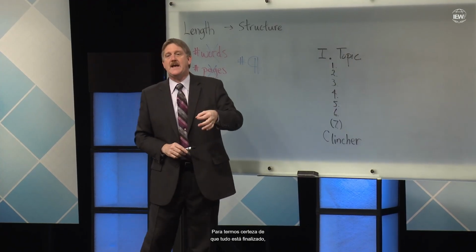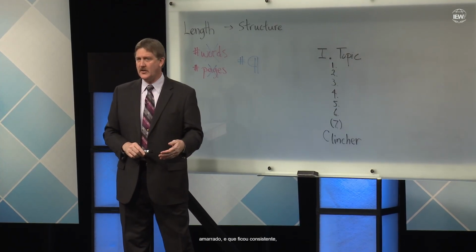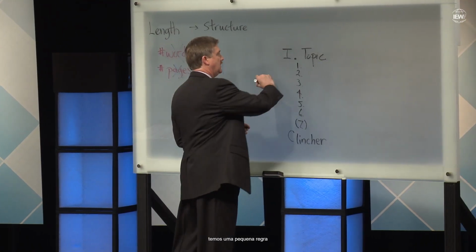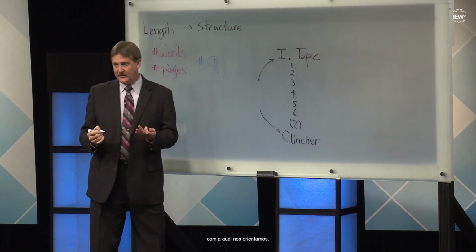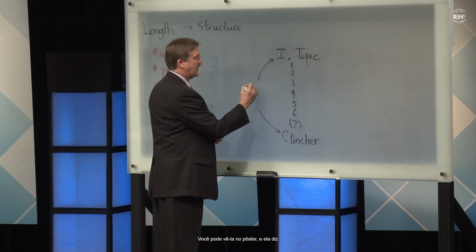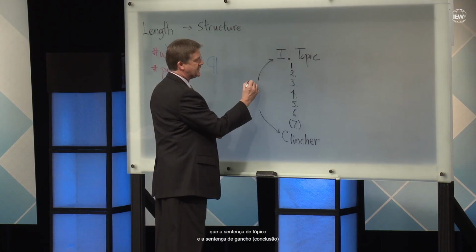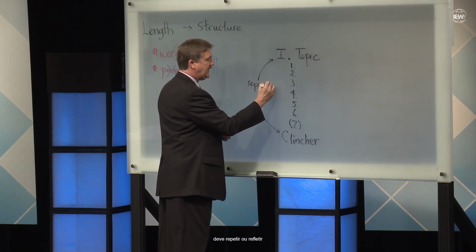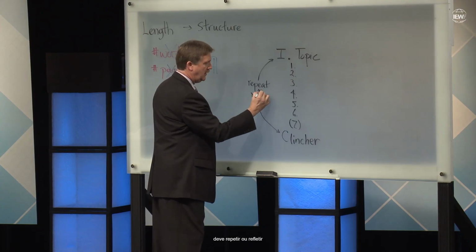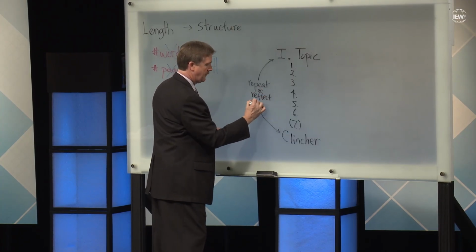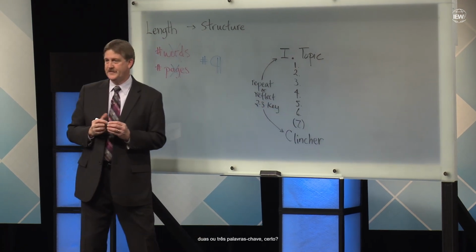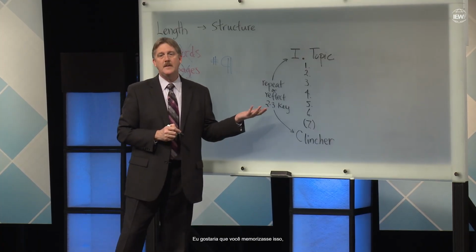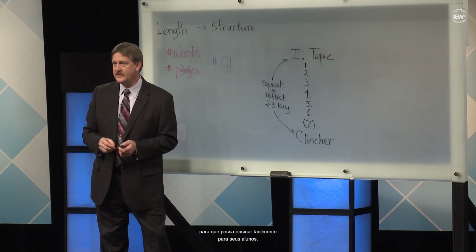And in order to be sure that it wraps it up, ties it together, and makes it cohesive, we have a little rule that we state. You see it on the poster there, and that is that the topic sentence and the clincher sentence should repeat or reflect 2 to 3 key words. Okay? Let's say it together. I'd like you to memorize it so you can teach it easily to your students.